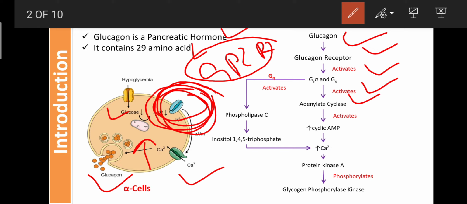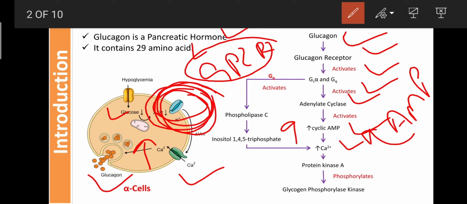So adenyl cyclase is an enzyme. It is responsible for the conversion of ATP into cyclic AMP. Like that, adenyl cyclase can enhance the formation of cyclic AMP. Cyclic AMP is a secondary messenger. It is responsible for increasing the calcium. Where the cyclic AMP concentration increases, calcium can be accumulated.